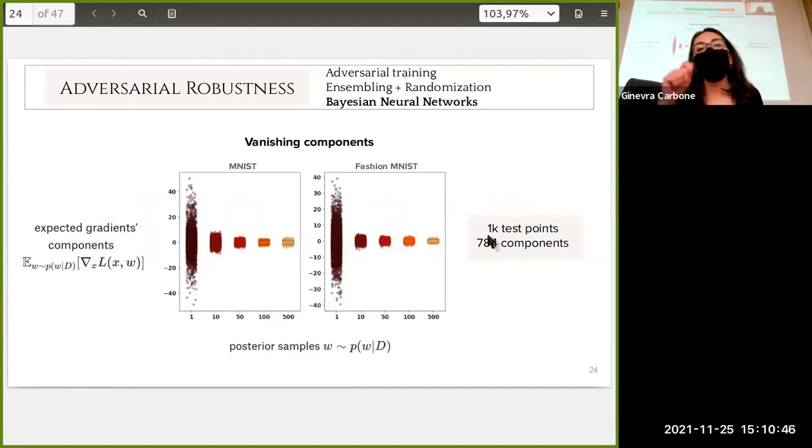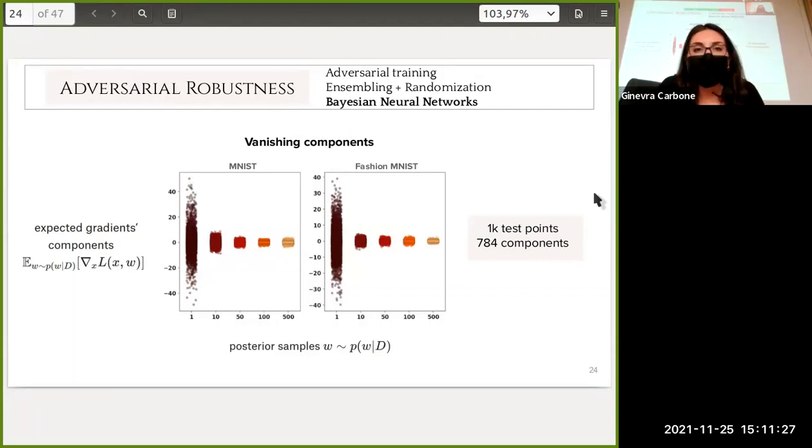Now let's look at the single components of this gradient of the loss. If we compute the components of the expected gradient for an increasing number of posterior samples, which you see on the x-axis, then all the components go towards 0. And this holds in multiple settings. Here you can see this for the case of the MNIST and Fashion MNIST datasets. For each point, we have 1,000 test points, and for each one of them, we have a very big number of components. So we are visualizing all of them.